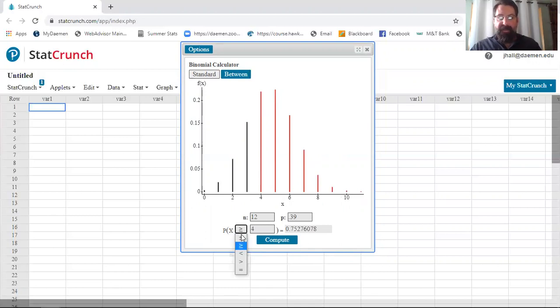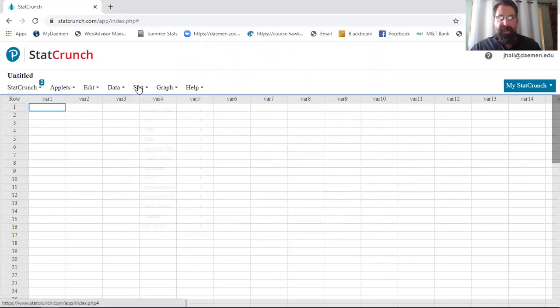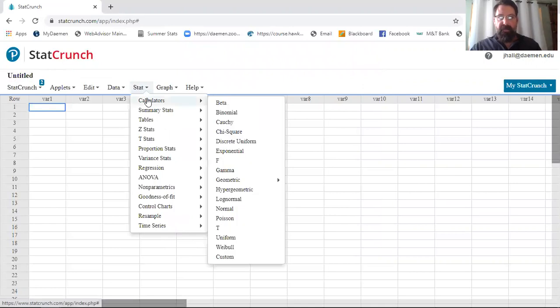If you wanted exactly 4 successes, you just make sure you say the probability of X, the number of successes, equals 4. That's precisely equal to 4. But 4 or more would be greater than or equal to 4. Okay, so hopefully that makes sense. Again, it's Stat, Calculators, binomial calculator for that.